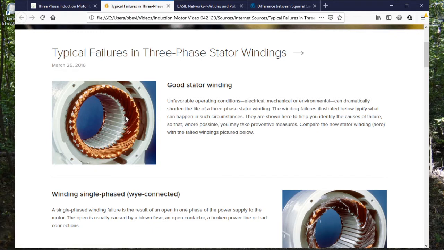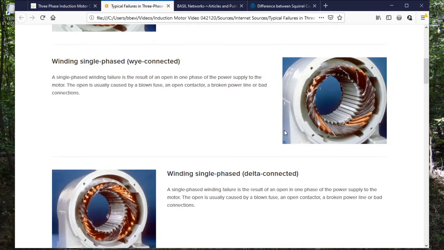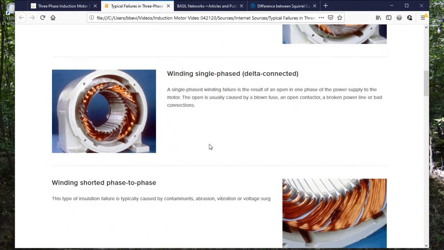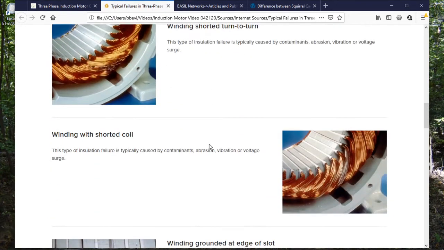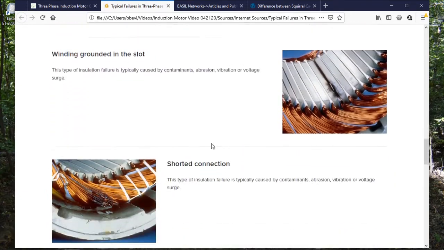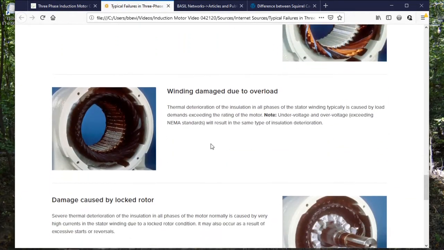You can see that you've got slots here, and the winding goes around, so your phases are distributed around the stator. This is what generates the magnetic field. Here it goes on and shows you some faults that you can have in stator windings. Very good pictures. I think it's quite a good article.